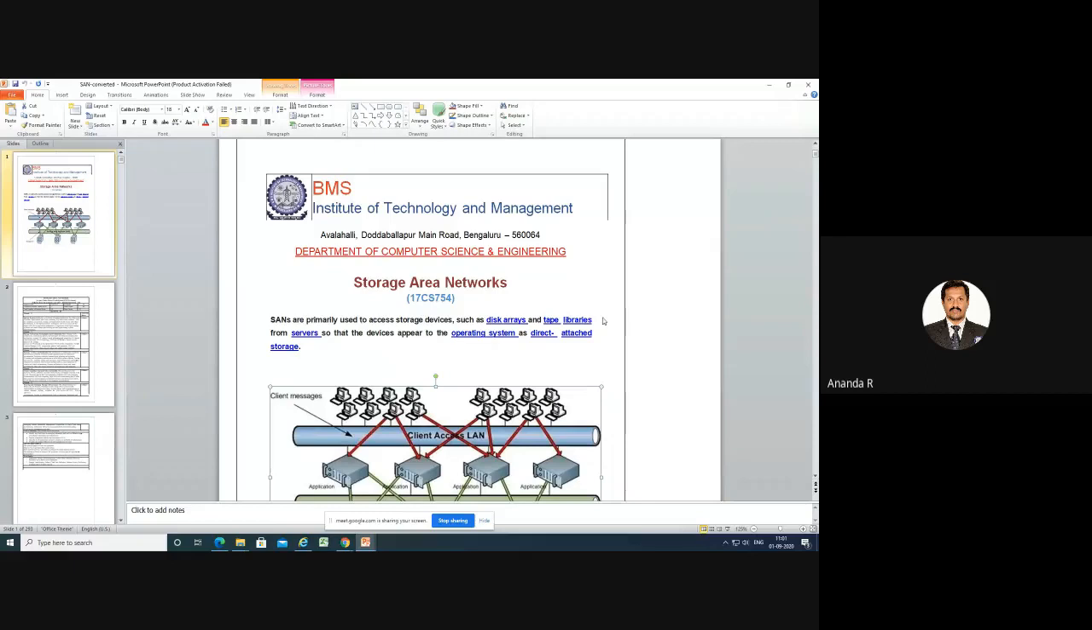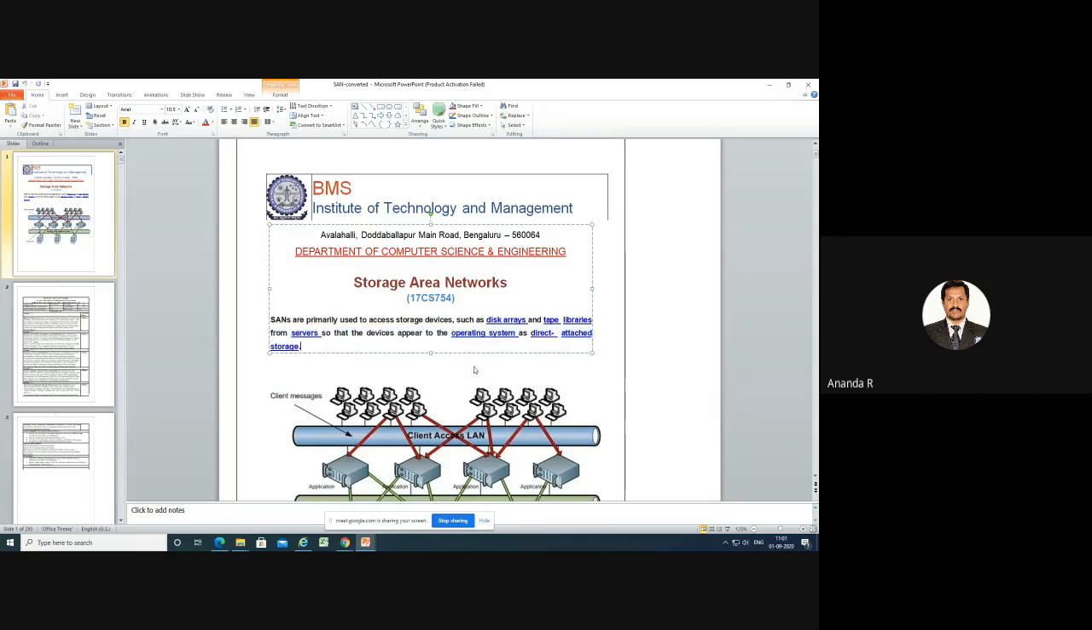The storage area network is 17CS754. So we have the syllabus of storage area network as follows. But before that, let us understand what is this storage area network. Storage networks are primarily used to access storage devices such as disk arrays, tape libraries from servers, so that the devices appear to the operating system as direct attached storage.